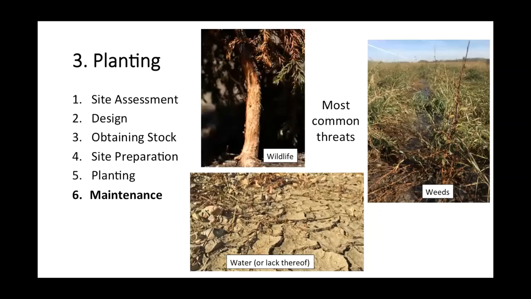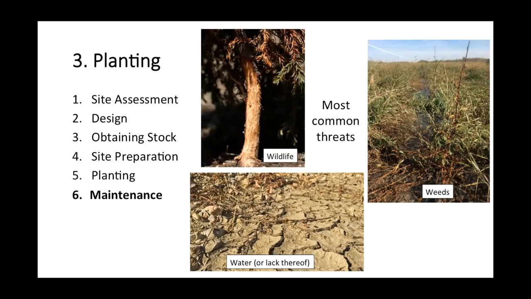And then finally, maintenance. And again, as I mentioned in the video, your most common threats for maintenance are the 3 W's: wildlife, weeds, and water. Those are the ones that most often will compromise your seedlings or your cuttings or whatever you're planting. And so staying on top of them, whether with water irrigation or having systems set up in case you don't get the rain.